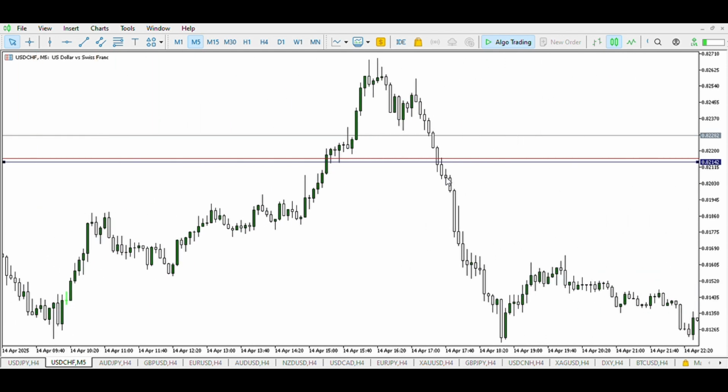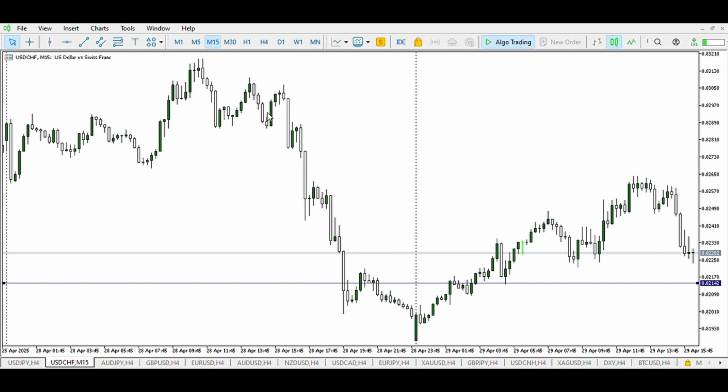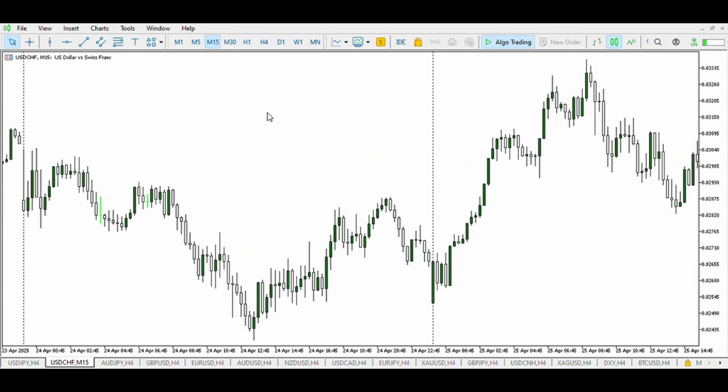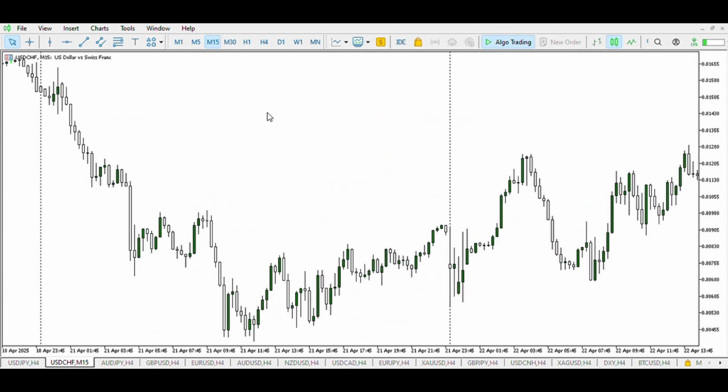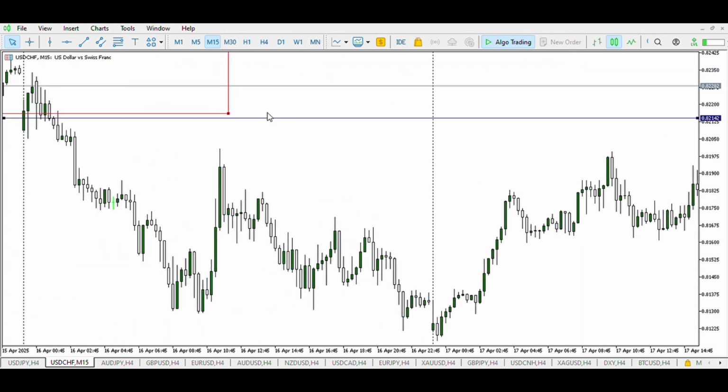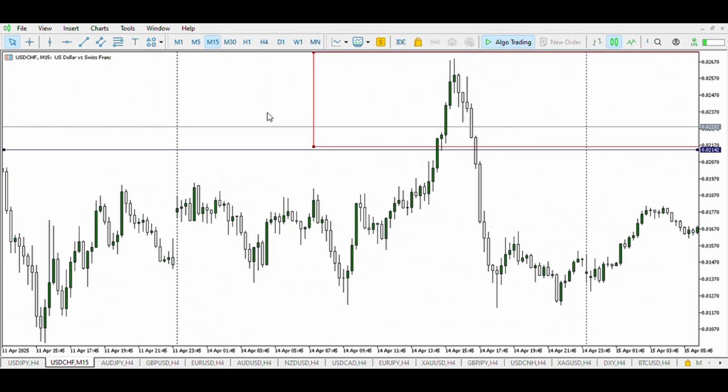You can see no very clear order block on the 5 minutes. So if there is no clear order block on the 5 minutes, you can go lower to a lower time frame. Yeah, here we have an order block, and this is the zone here.